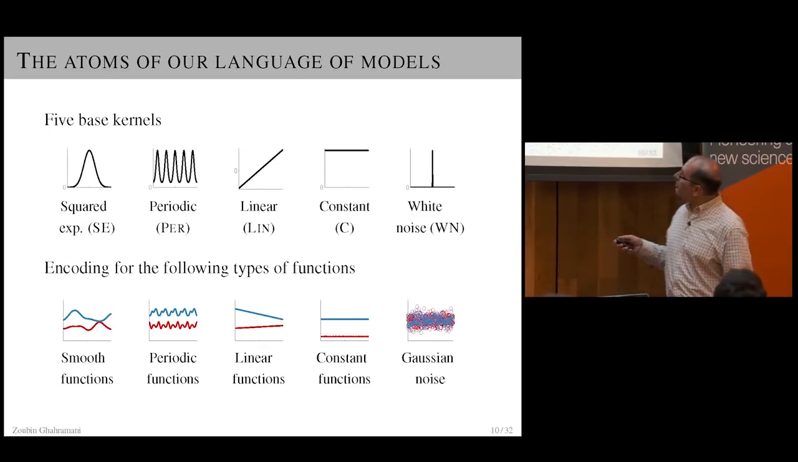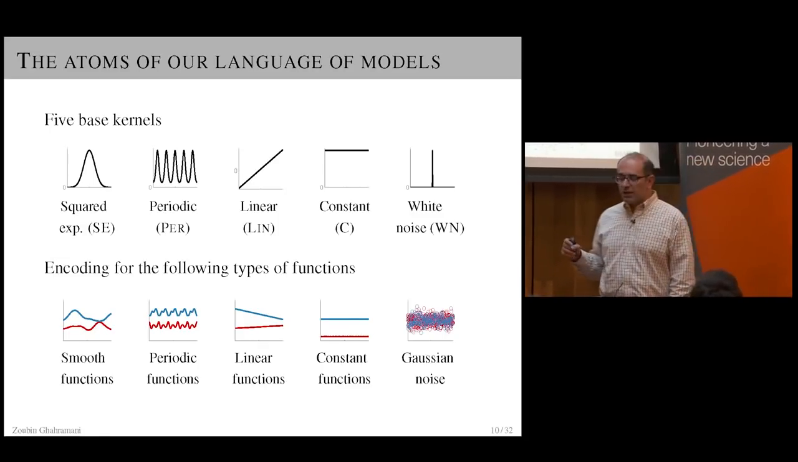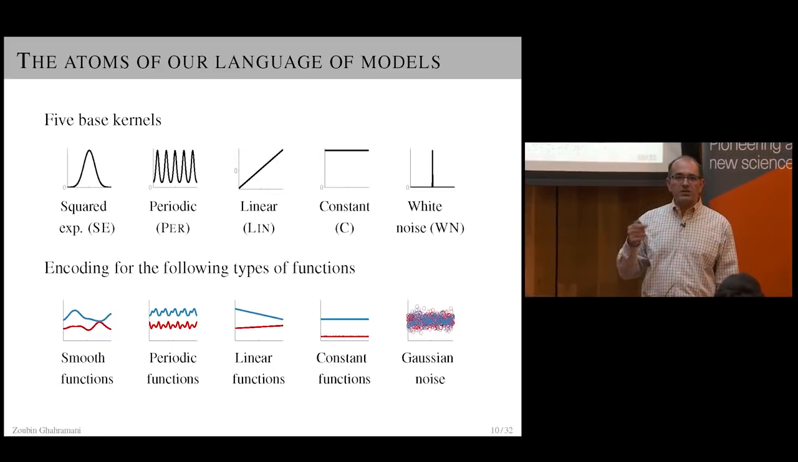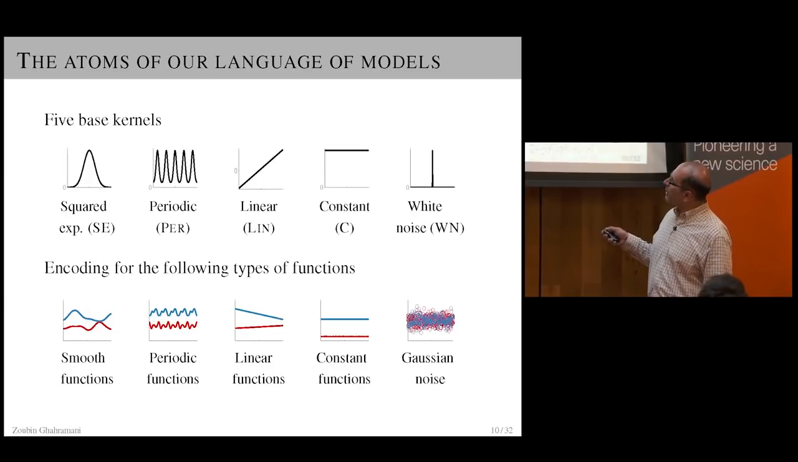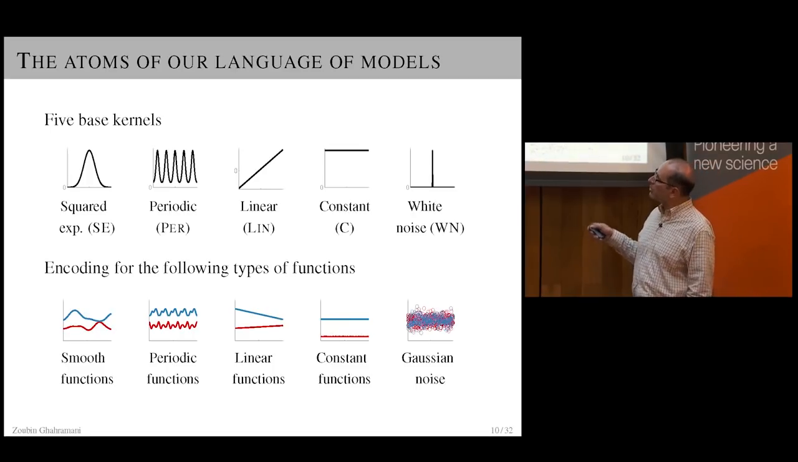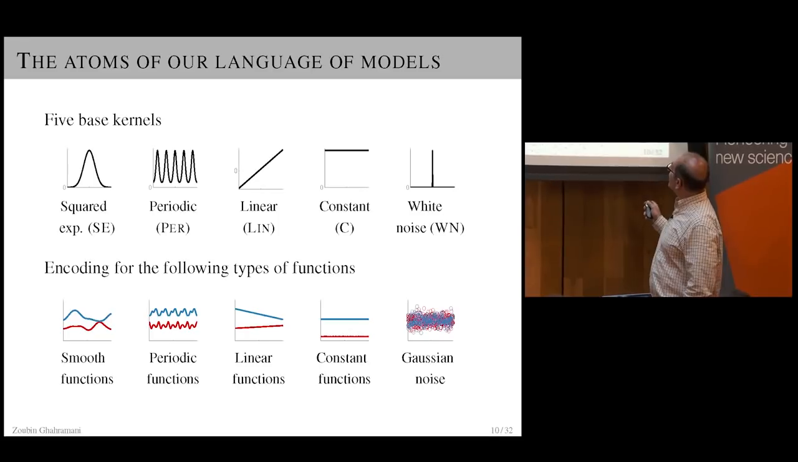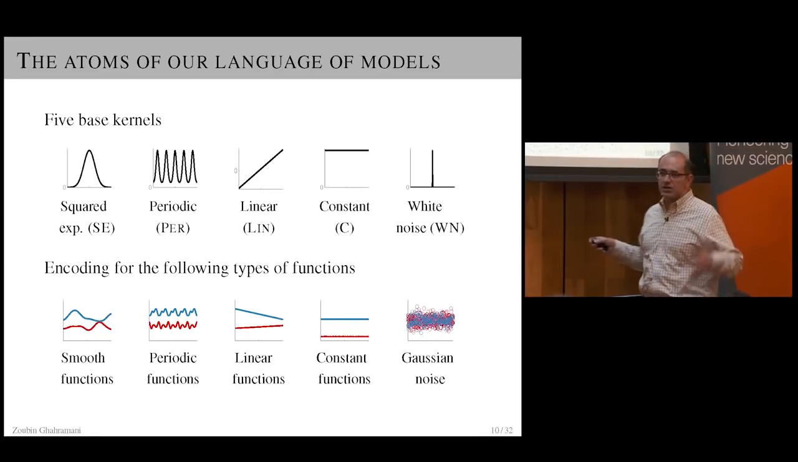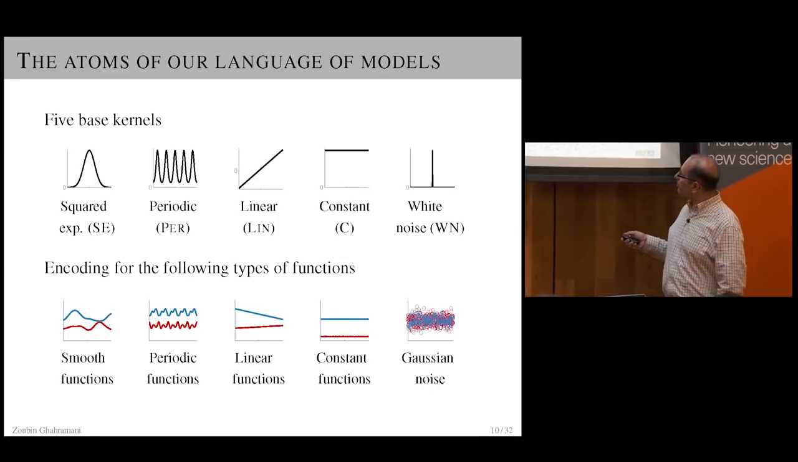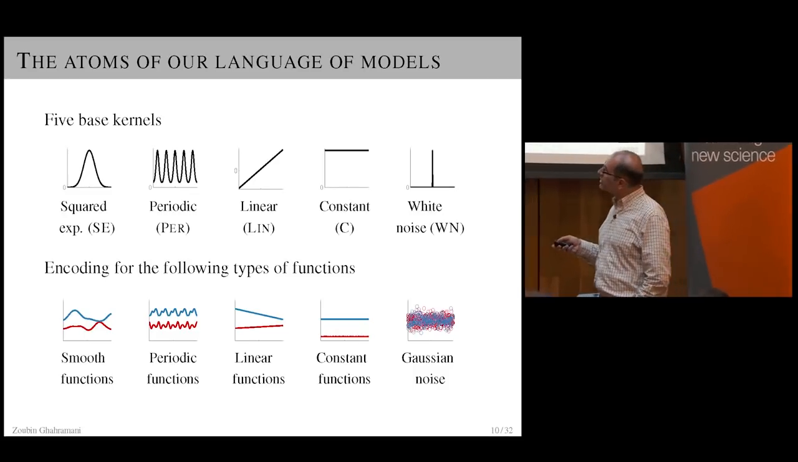And what these kernels correspond to is basic properties of functions we might be interested in. Squared exponential corresponds to smooth functions. Periodic corresponds to periodic functions. So here we have just two samples from functions with that kernel. Linear corresponds to linear functions, and constant corresponds to different constant functions. The white noise kernel corresponds to functions that are just white noise. Okay? These are the basic functions.